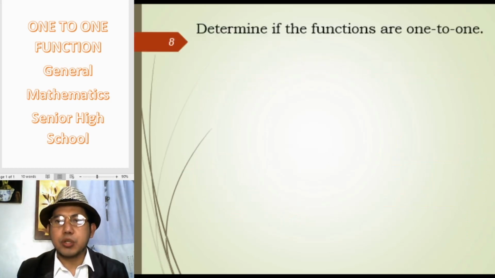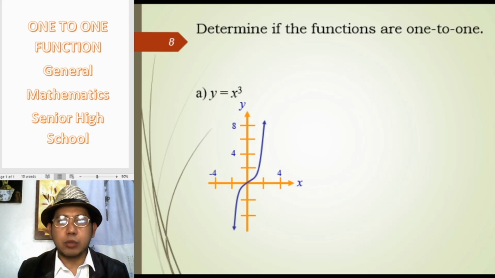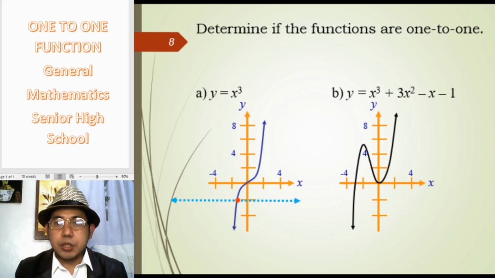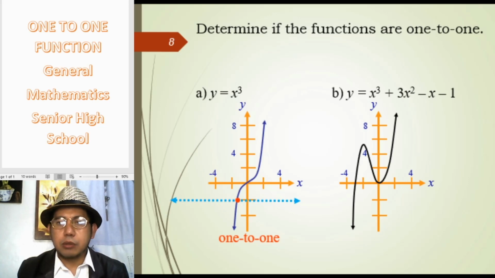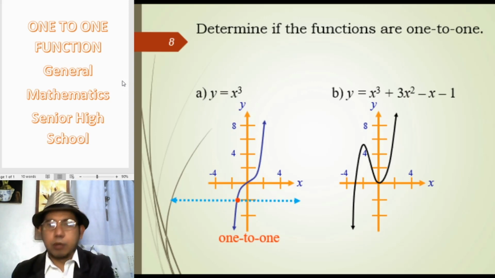Determine if the functions are one-to-one functions. Consider this letter A illustration. y is equal to x raised to 3, or that is read as f of x is equal to x raised to 3. So here is the graph of it. You will notice that if I use my horizontal line test, the blue horizontal line will only intersect this graph at exactly 1 point. Okay, at exactly 1 point.